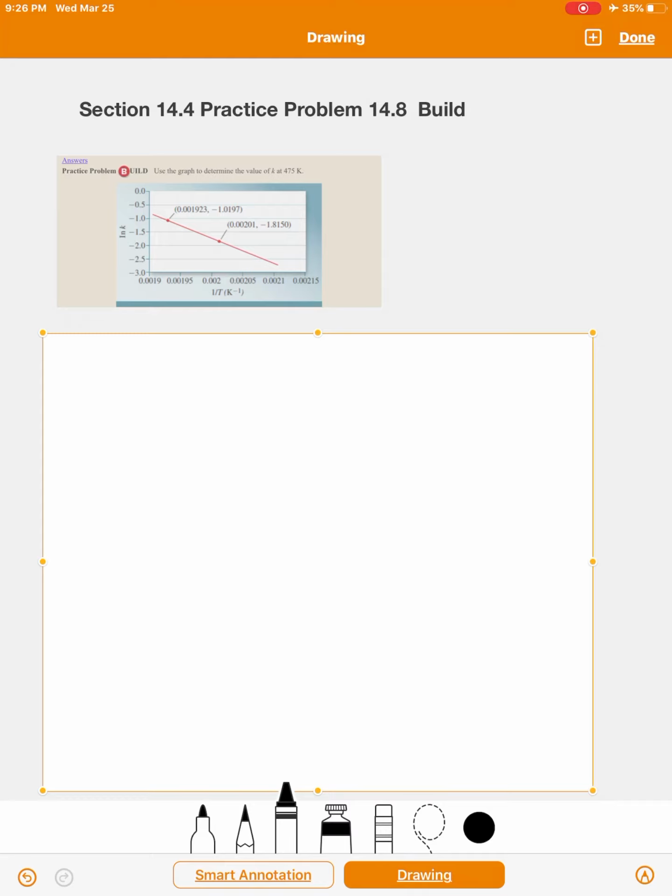Okay? So to figure this out, we don't have the temperature plotted on this graph. We have 1 divided by the temperature. So the first thing to do is to say if the temperature is 475 Kelvin, then what would be 1 divided by the temperature so that we can look on that graph and figure out where it shows up on the x-axis, because 1 over temperature is on the x-axis. So let's just do 1 over 475 Kelvin.